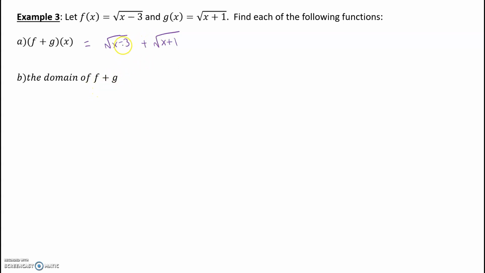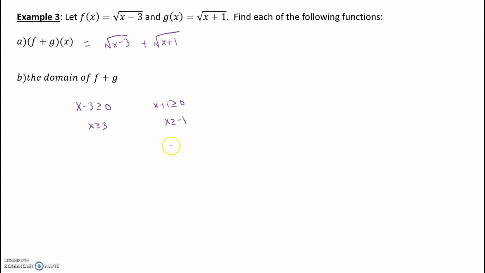Now when it says domain, we got a couple of square roots here. So again, remember we want these to be greater than or equal to 0. So we want x minus 3 to be greater than or equal to 0. We don't want any negative numbers. And we want x plus 1 to be greater than or equal to 0. So here add 3, x has to be greater than or equal to 3. And x has to be greater than or equal to negative 1.